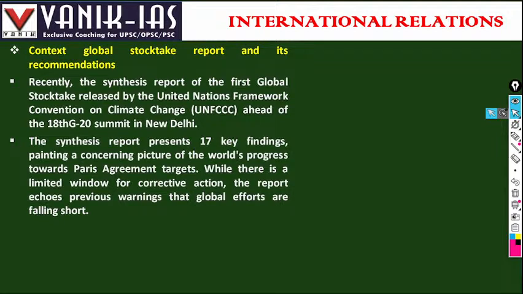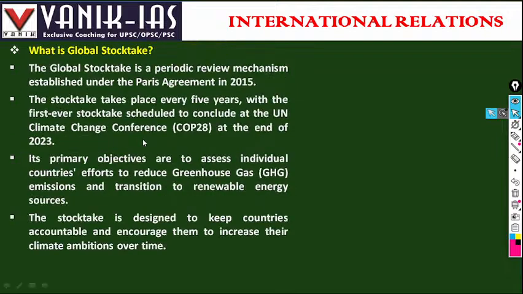The synthesis report presents 17 key findings, painting a concerning picture of the world's progress towards Paris Agreement targets. While there is a limited window for corrective action, the report echoes previous warnings that global efforts are falling short. What is the global stocktake?